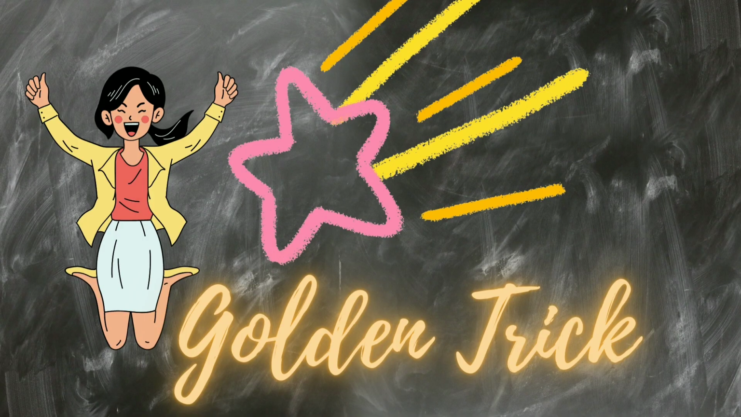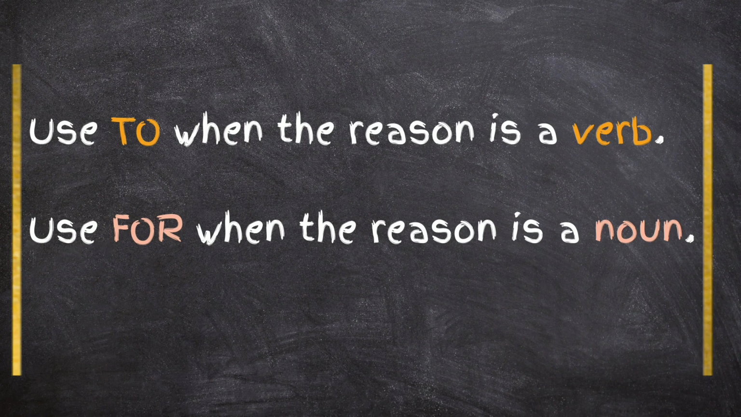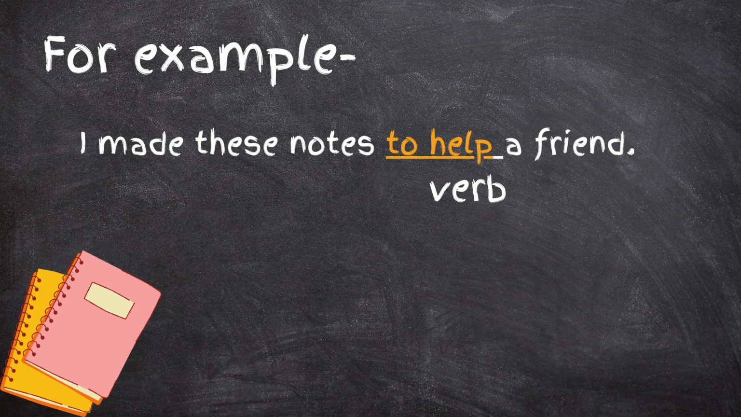Here it is. Use "to" when the reason is a verb. Use "for" when the reason is a noun. Easy? Let's see some examples. I made these notes to help a friend. Here, help is a verb, so we have used "to".